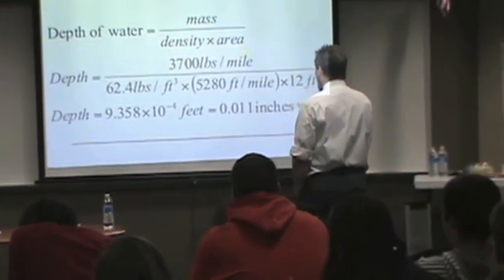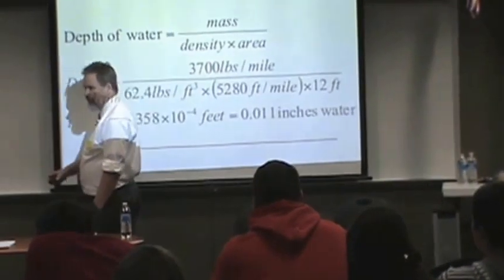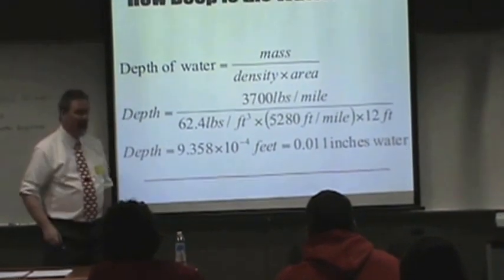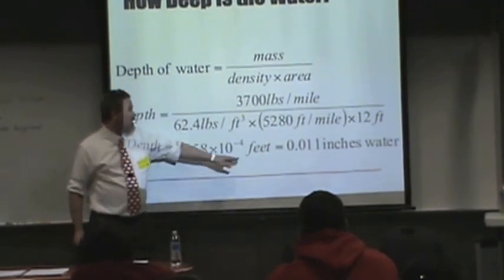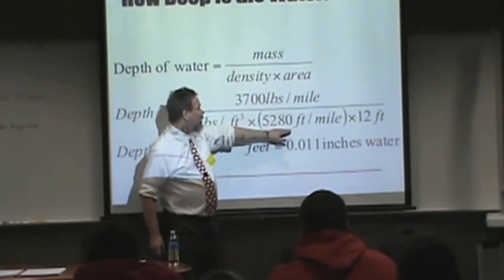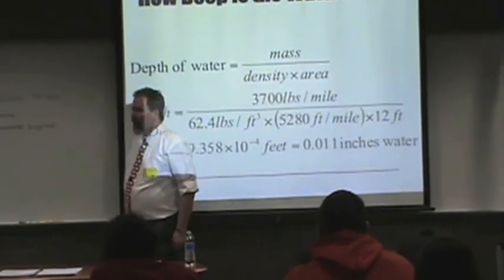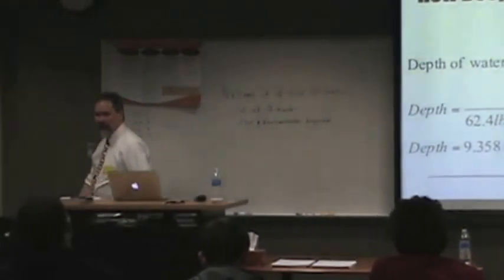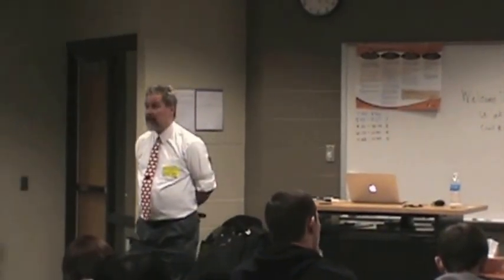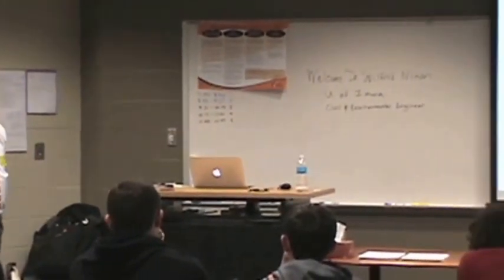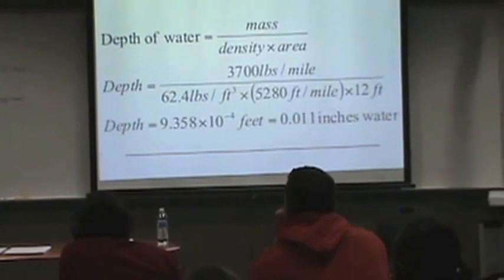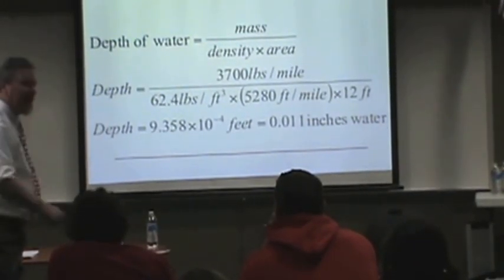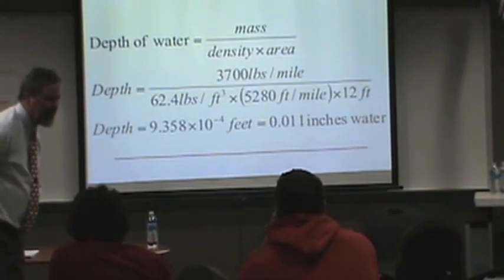here's our 3,700 pounds, the lane mark. It's 5,280 feet long, it's 12 feet wide. We've got a nice little magic number here of 62.4 pounds per cubic foot. Anyone know what that is? Never let your instructors get away with magic numbers. We do it all the time. We sneak numbers in on you. That is the density of water in pounds per cubic feet.